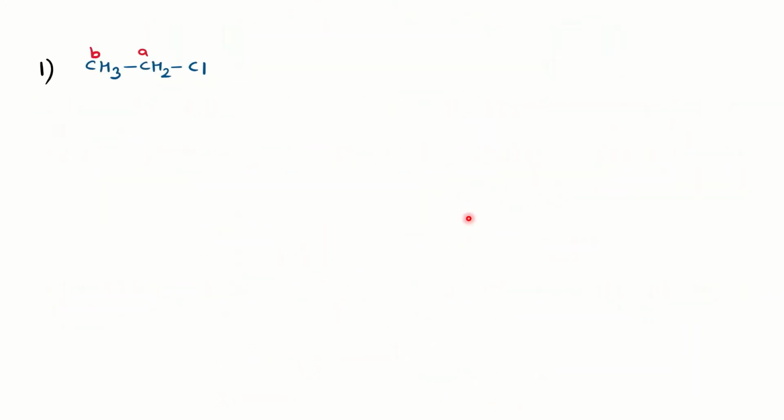Now we'll apply this concept to solve the problems. In this problem you have 2 chemically distinct protons, therefore you will get 2 signals. One is in the environment of Cl, the other is in the environment of CH2.